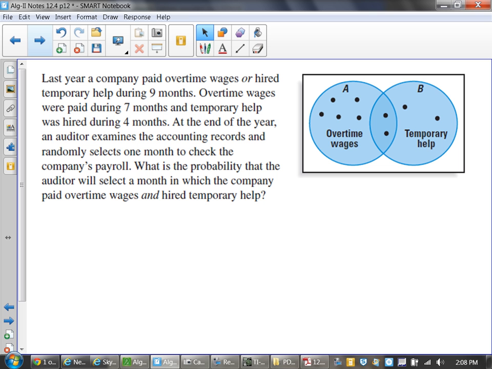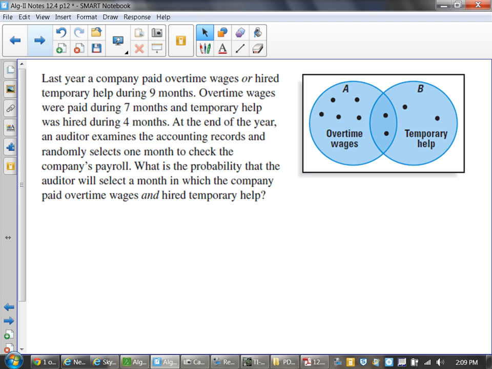Last year, a company paid overtime wages or hired temporary help during 9 months. Overtime wages were paid during 7 months, and temp help was hired during 4 months. At the end of the year, they went through the records, randomly selected 1 month to check the payroll. What is the probability that the auditor will select a month in which the company paid overtime and hired temp help? Which means you're looking for that intersection of the two things happening.